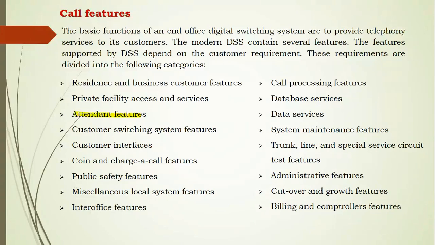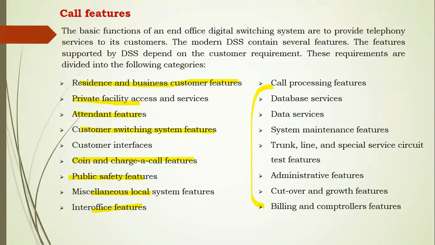Attendant feature, that means how many number lines are attended, and the private facility, residents and business customers. That means how the subscriber telephones are connected for business purposes and to different numbers of houses. Then customer switching system feature, interface, and coin. Of course, you will be having coin booths, right? Coin and charging a call service, public safety service, miscellaneous, inter-office, like that. So many services are listed here.